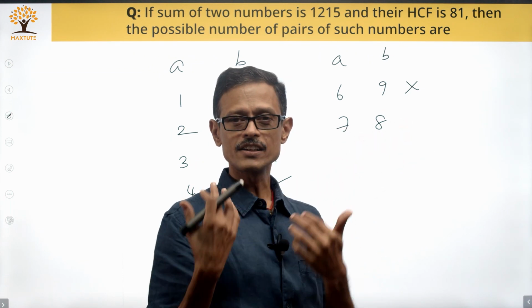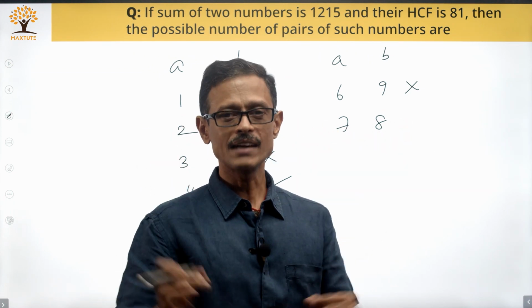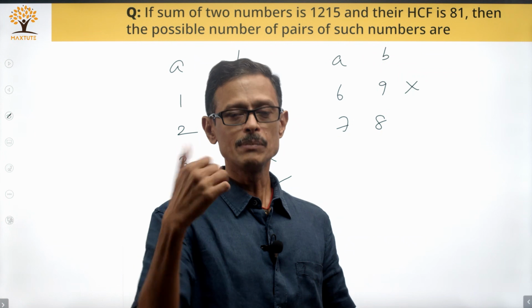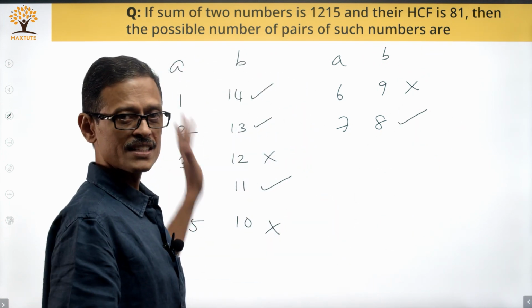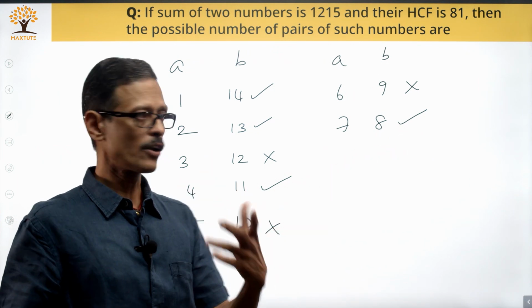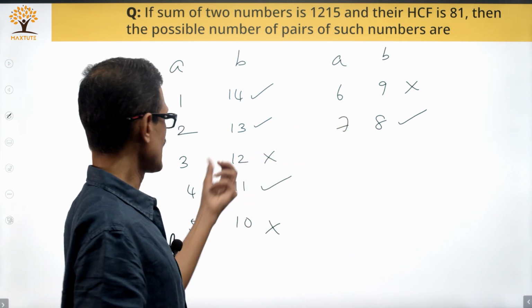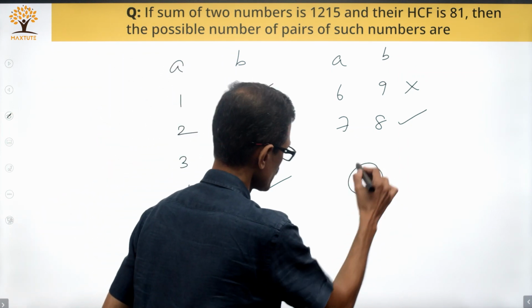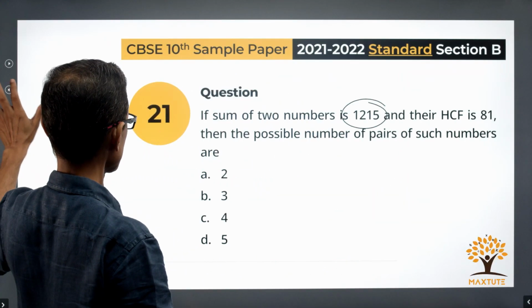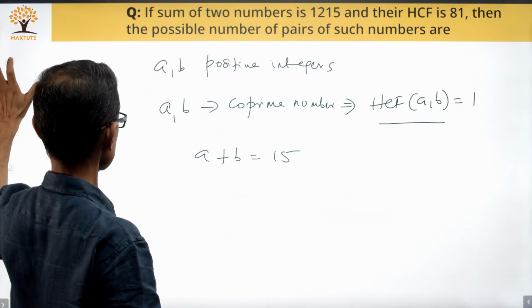7 and 8, consecutive positive integers. Note this: any two consecutive positive integers will be co-prime to each other, their HCF will always be 1, so this will work. So of the 7 that we saw initially, how many will not work? 6, 9, 5, 10 and 3, 12 will not work. So how many pairs of values will work? 4 pairs of values will work. So going back to our answer options, C is the correct answer to the question.